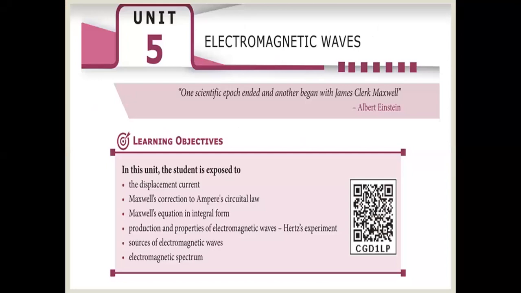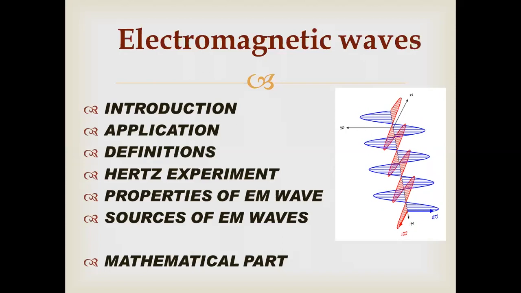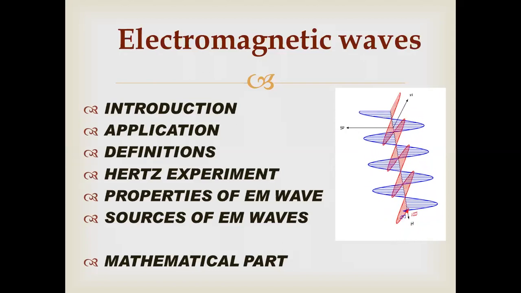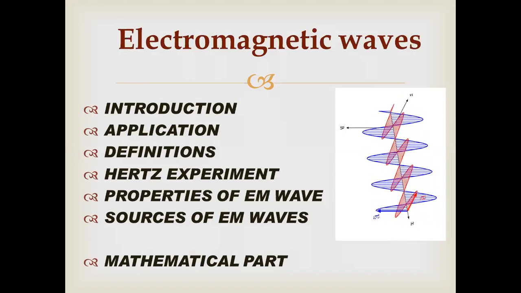So we have been discussing the fifth chapter in volume 1, Electromagnetic Waves. In the previous video, we learnt about the applications of electromagnetic waves, the definitions, the experimental proof of Maxwell's theory, that is the Hertz experiment, and then we learnt about the properties and the sources of electromagnetic waves. And here in this session, we will be learning about the electromagnetic spectrum. And in the next video, we will be discussing the important part of the chapter, the mathematical derivations.